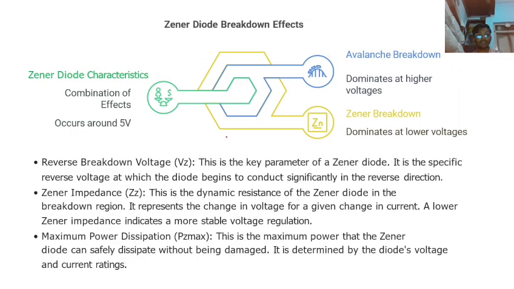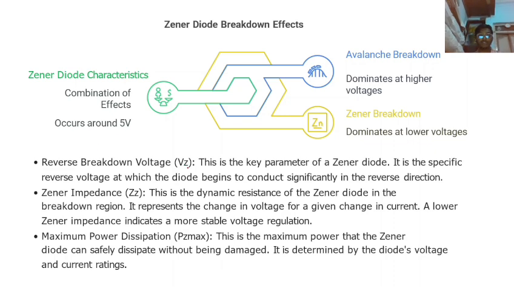Zener breakdown effect. Zener breakdown characteristic. The combination of effects occurs at only around 5 volts. Avalanche breakdown, combination at high voltages. Zener breakdown dominates at low voltages. Avalanche breakdown dominates at high voltages, and Zener breakdown dominates at low voltages.